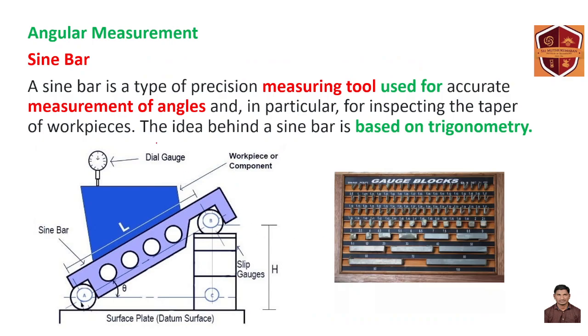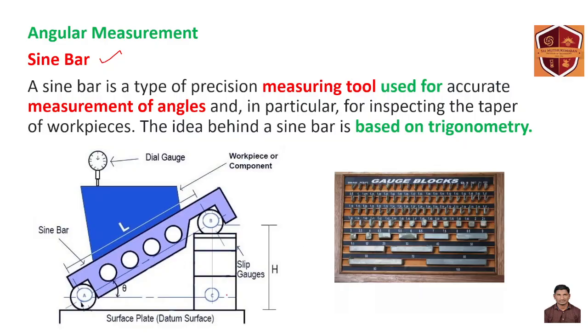Next topic, angular measurement. Angular measurement, first one, sine bar. By using this sine bar tool, you can easily measure angular dimensions. See, this is the sine bar. This is the dial gauge. These are all the slip gauges. Different sizes and different thicknesses are available in this slip gauge.